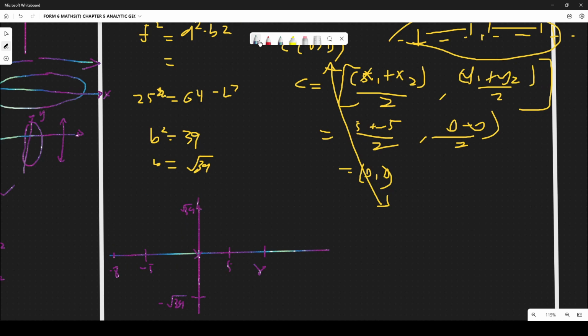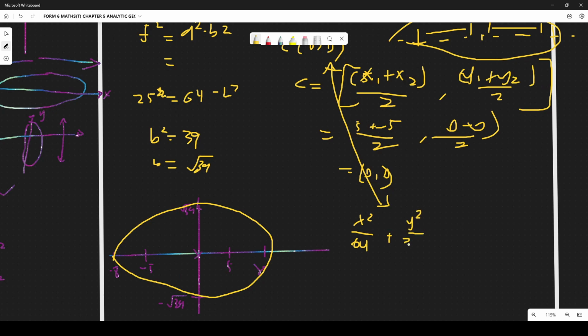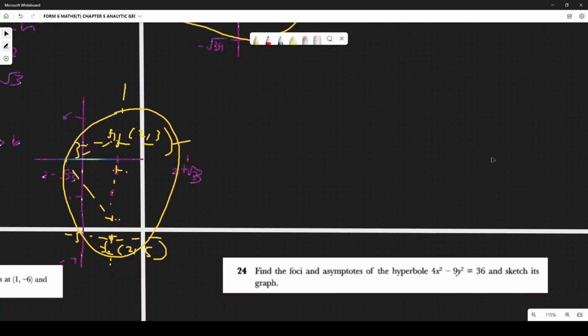So it looks something like this, changing it back to yellow. This looks like a very ugly potato, even for my standard. Okay lah, can lah. So yeah, this is how it looks. Your final equation will be x squared over 64 minus y squared over 39 equals 1.